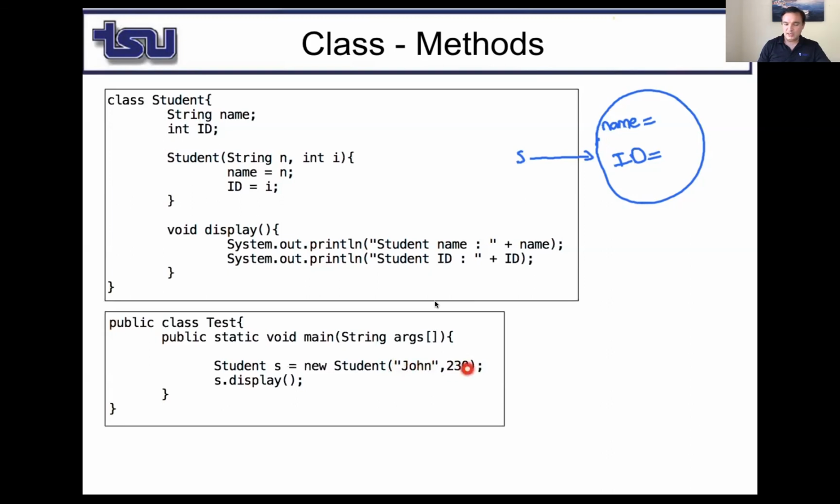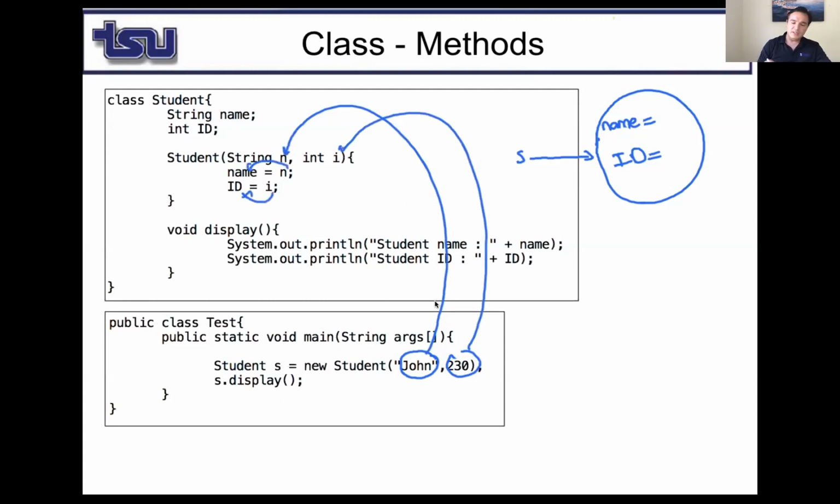A string and an int, right? So a string and an int. So this will be n, this will be I. And n will be assigned to name, I will be assigned to ID. In other words, name will be what? John, as before. And then ID will be 230, right? Then I say s.display. I am making a call to display method. You see that? Display is a method of student class, and I call display with an object of student class.